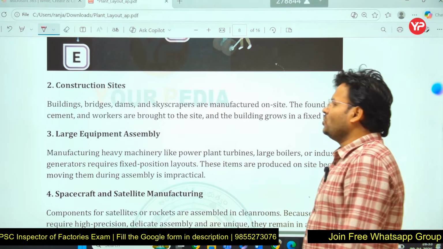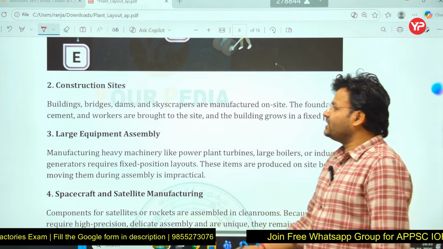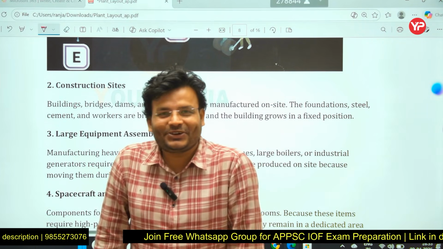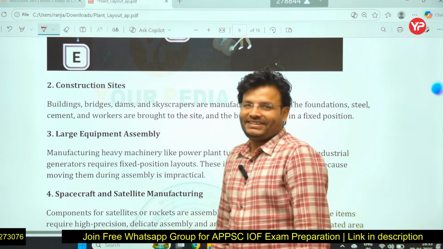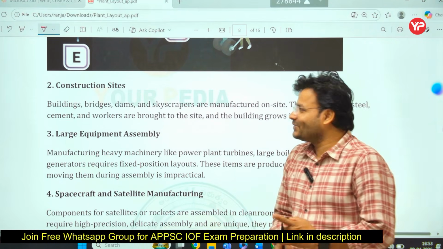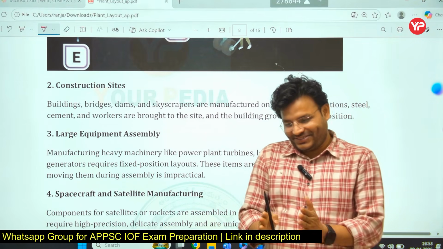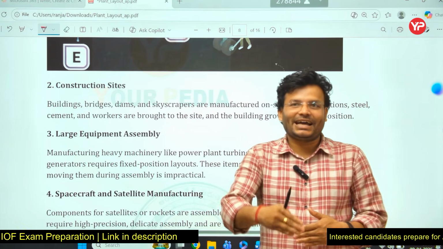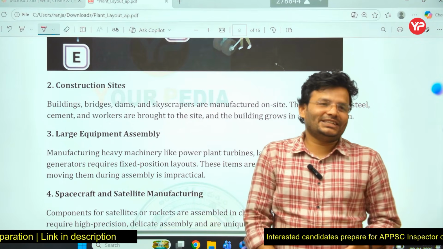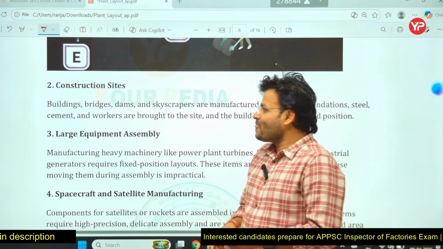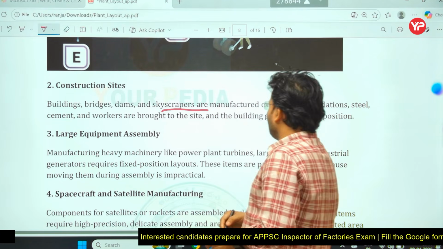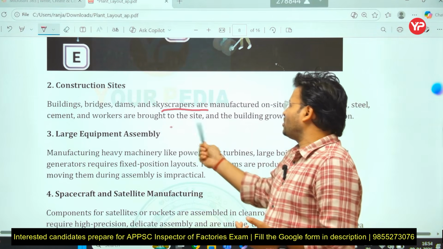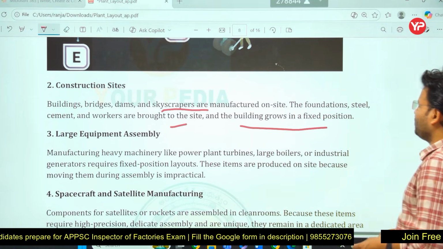Same as I have told you: construction sites, buildings, bridges, dams. You have to make a bridge. Can you work on functional or product layout or line layout? No sir, it is not possible. Okay, the building is there, first I will make the column, then another thing, and after that I have to install it at the place where the bridge is to be constructed. That is never possible. So buildings, bridges and dams are manufactured on site. The foundation, steel, cement and workers are brought to the site, and the building grows in a fixed position.